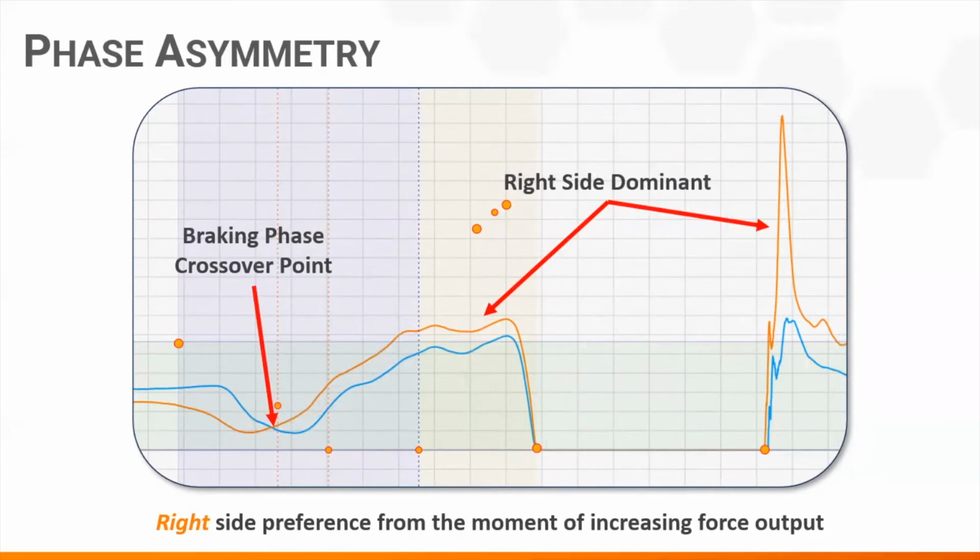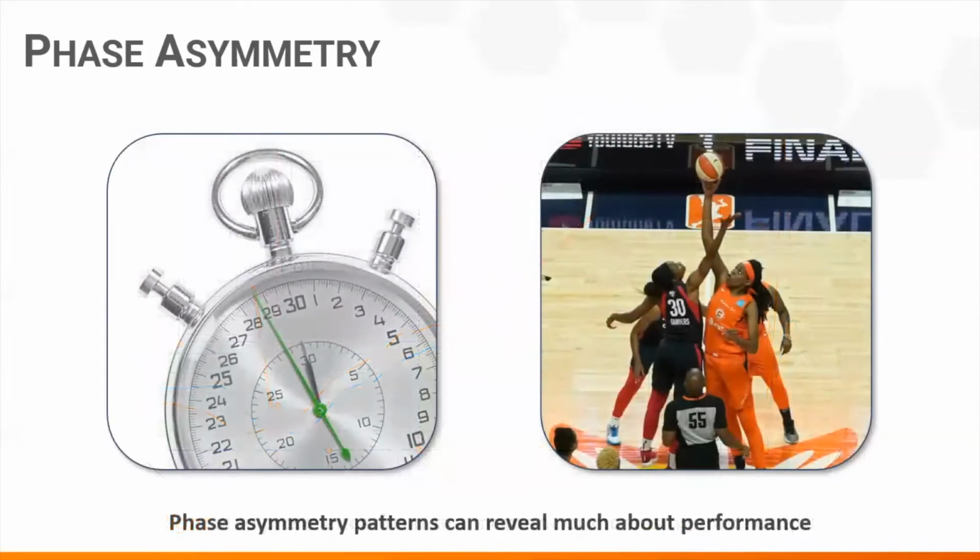So now what we see here is when that kicks in, there's a right-sided preference from that moment of increasing force output. So the left side is above upon standing and also unweighing, but then as soon as things start to tense up and get a little bit tougher, the right side kicks in and takes over, especially during the landing phase.